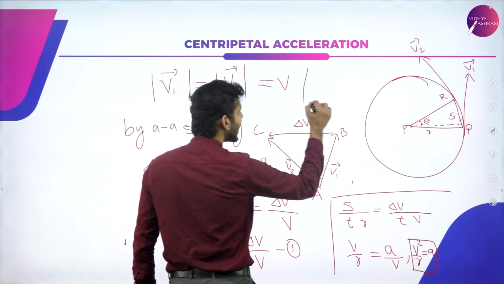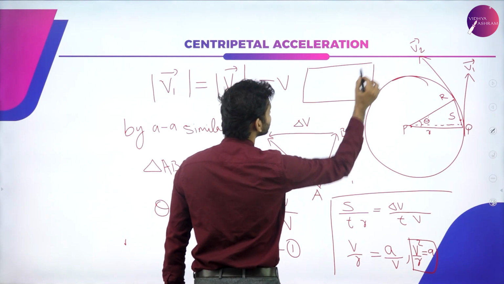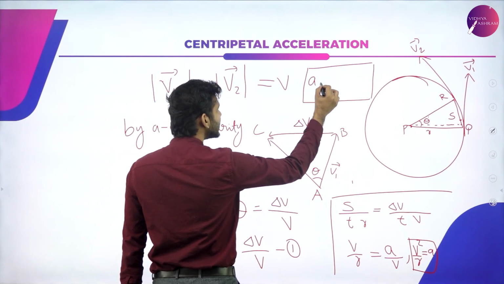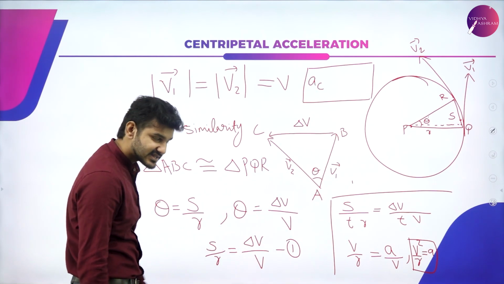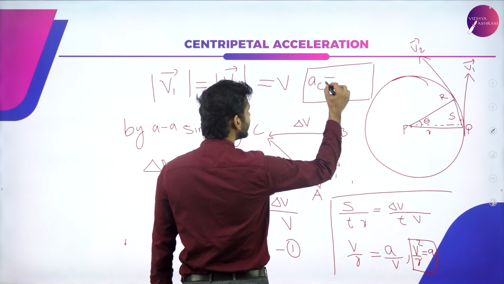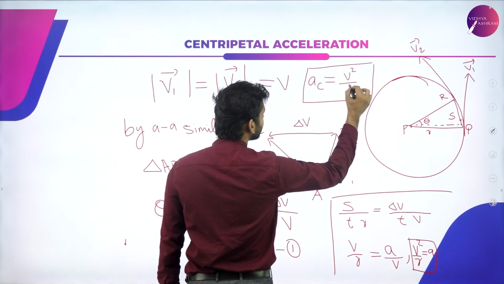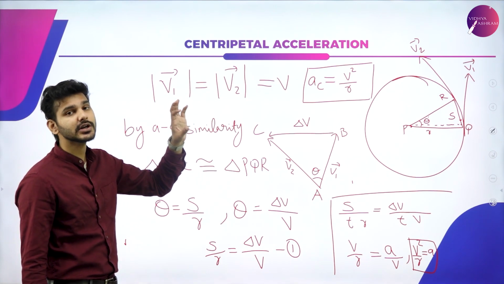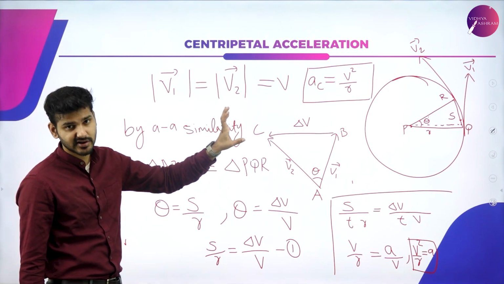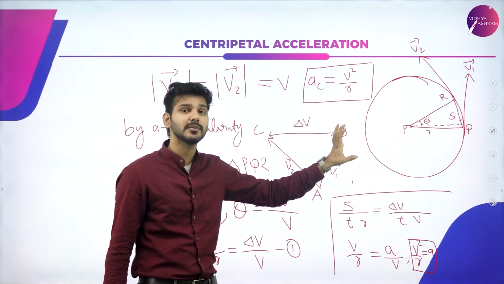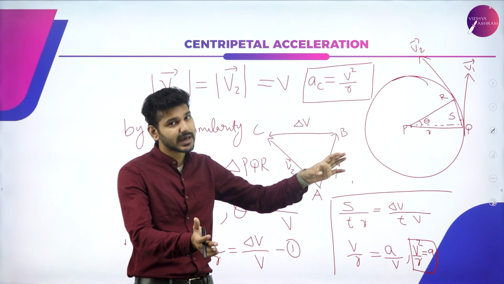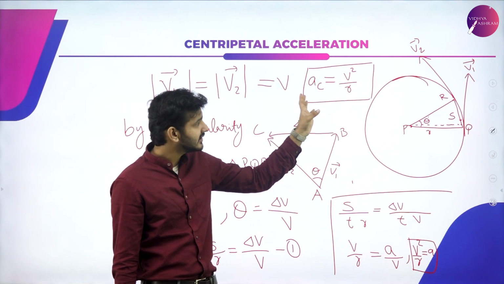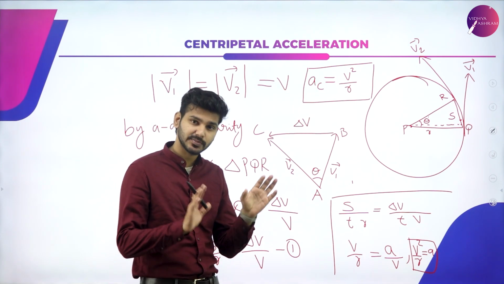So since it is centripetal acceleration, I'm going to put it in a box and say centripetal acceleration AC is equal to V square divided by R. This is the formula in order to find centripetal acceleration. Where this comes to use will be found out in the very next chapter. But for now, remember that this is centripetal acceleration and this is the equation in order to find it.